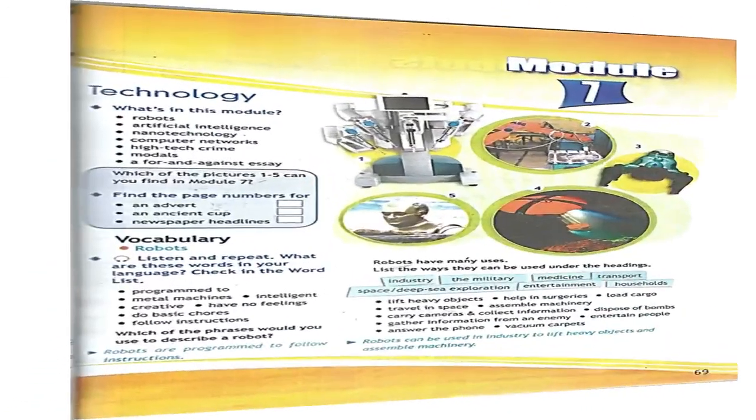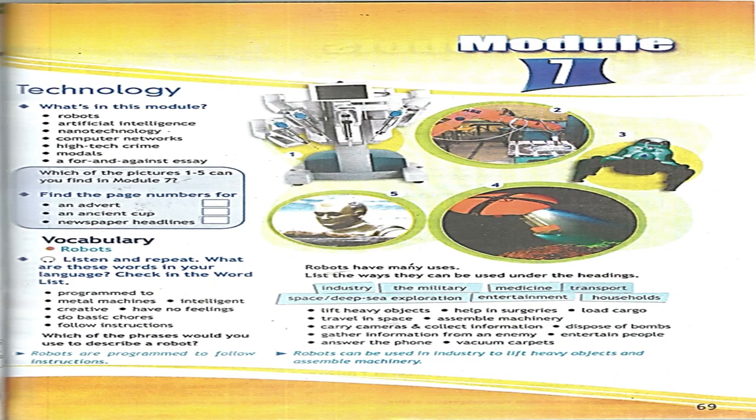In this session, we're going to deal with Module 7, which was entitled Technology. What was in this module? We learned about robots, artificial intelligence, nanotechnology, computer networks, high-tech crimes, and concerning grammar, we learned about modals. For writing, we learned about a for and against essay.